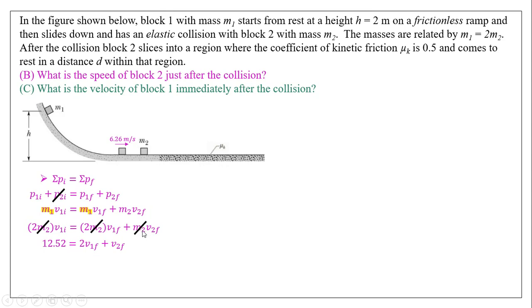And then this M2 already cancels out, so it's just V2F in this term. As you can see here, we have a statement with two unknowns, so we do have to get a little clever and unlock this problem. Okay. All right. So the next thing I want to do is I realize this problem is elastic.